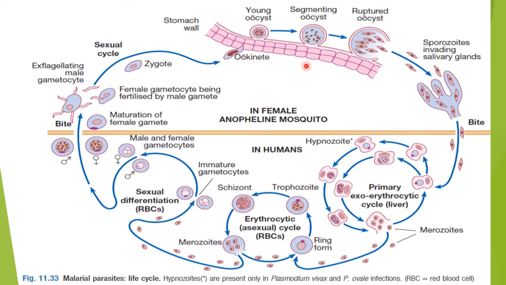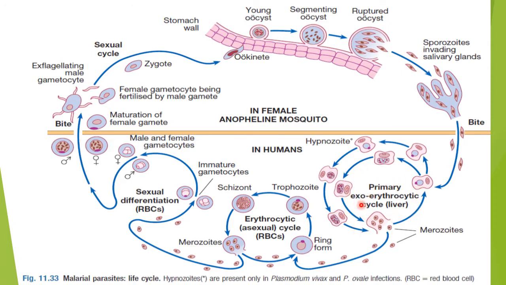So this is the life cycle of Plasmodium, or the malarial parasite. In the female Anopheline mosquito, the sporozoites are in the salivary glands. So when the Anopheles mosquito bites a human being, the sporozoites are deposited into the bloodstream. From the bloodstream, after half an hour, they enter the liver. In the liver, they undergo a primary exoerythrocytic cycle.